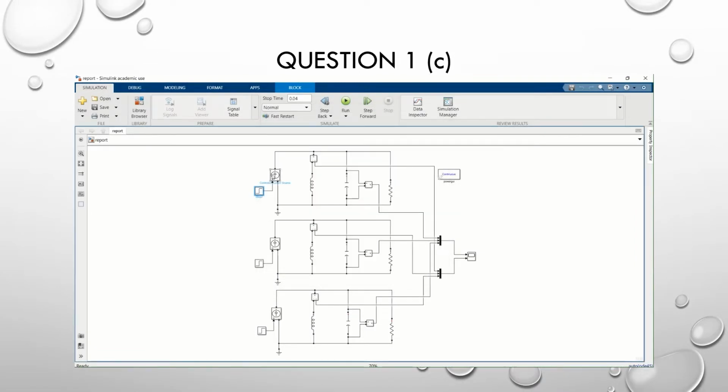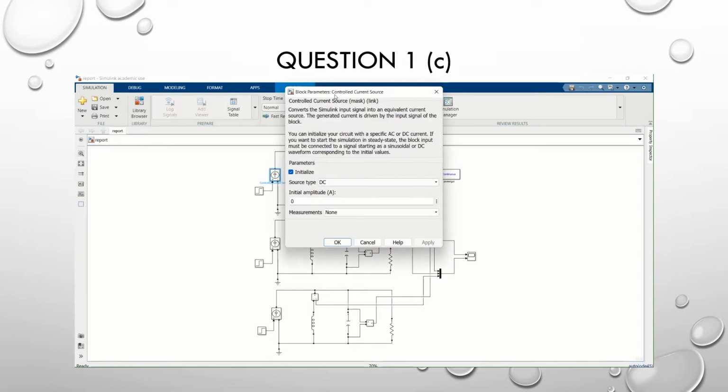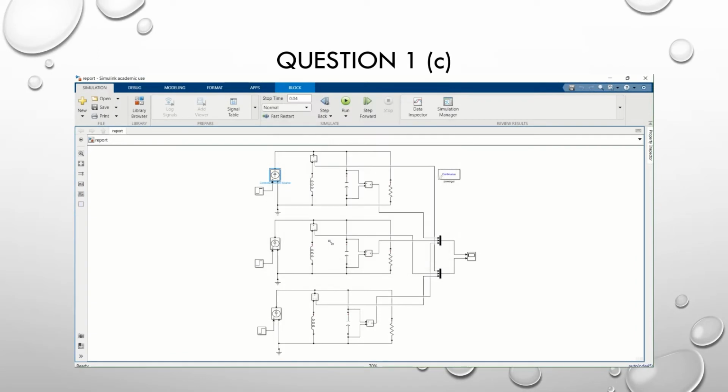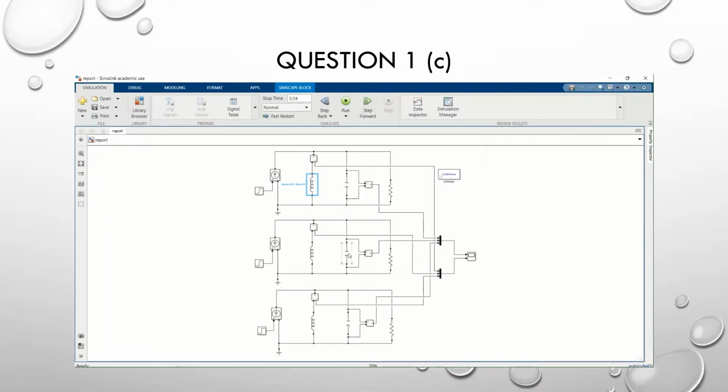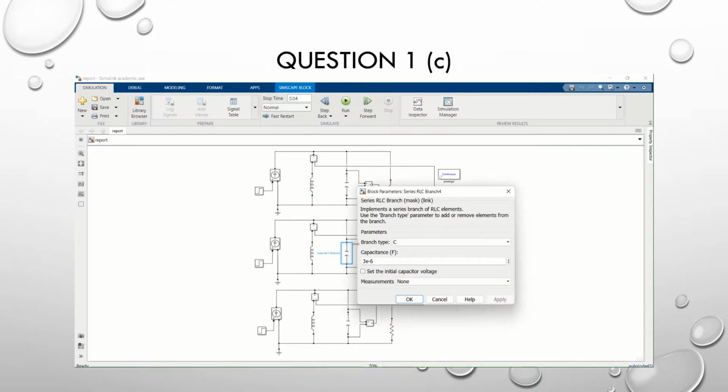Third, change the controlled current source from AC to DC. Then, we set the value of each inductor to 0.68 henry, and also change the value of each capacitor to 3 times 10 to the negative 6 farad.